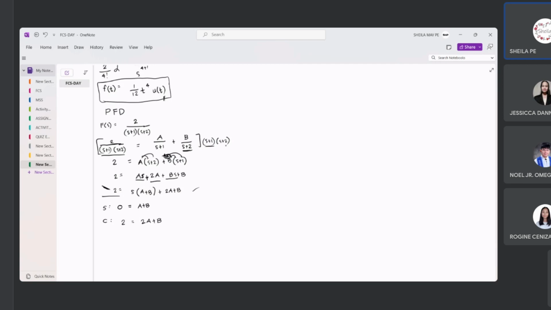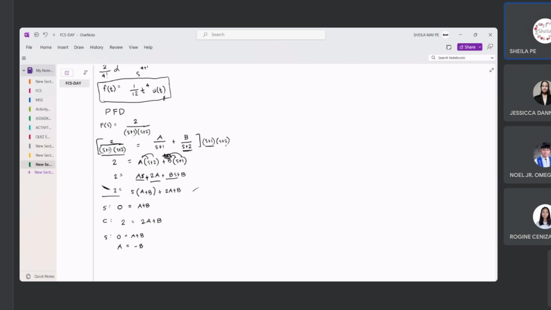So we have two equations made. From our 0 equals A plus B, we can manipulate the equation. I want to have A, so A equals negative B. I just transpose negative B to the other side of the equation so I can get A. So we have A in terms of B, which is negative B.